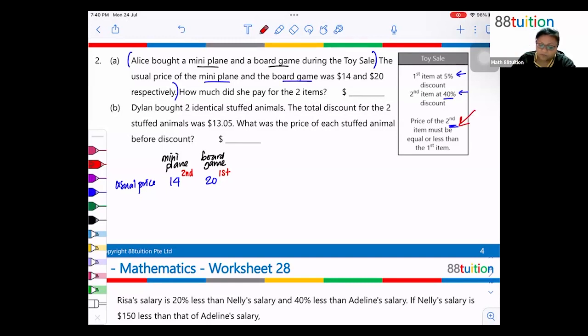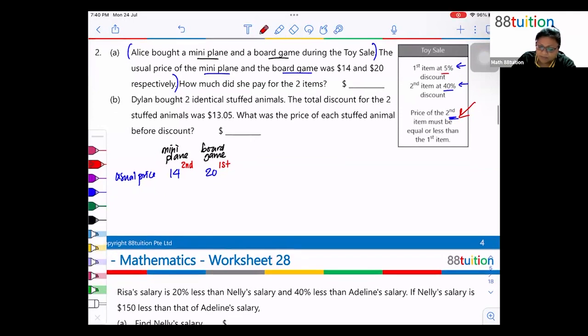Okay, so for the first item, there is a 5% discount. So because there's a 5% discount, what is the discounted price? 95%, right? So that's 95 over 100 times 20 to give me $19.